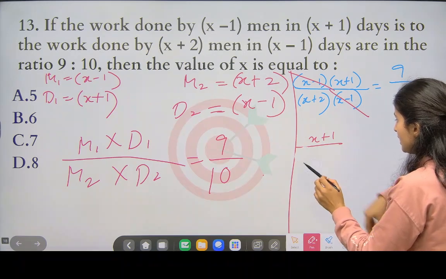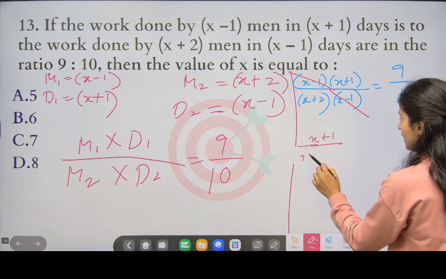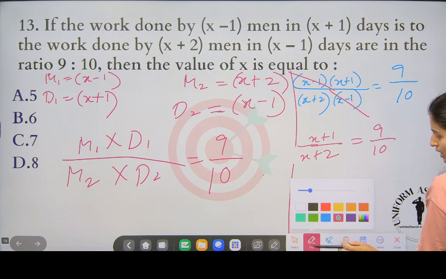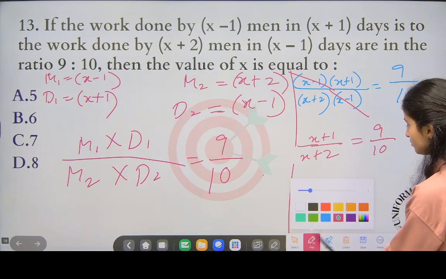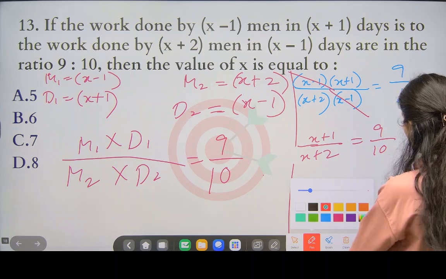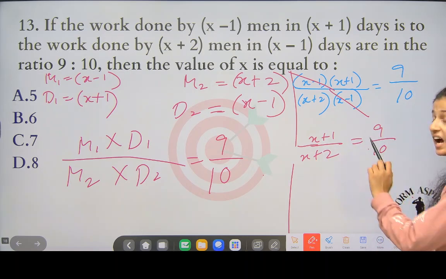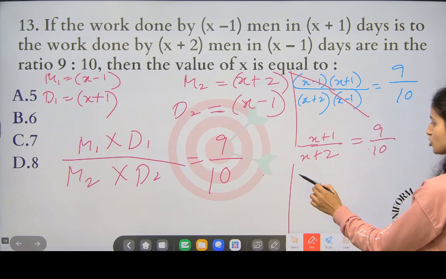What is remaining? x plus 2. x plus 2 is equal to 9 upon 10. Fine, no problem. Is there any doubt in this? No. Fine. Check this now. See now, you know this is division here. After going here, multiplication. This is division here. After going here, multiplication. Don't hurry up. Sums like this you have to do slowly.